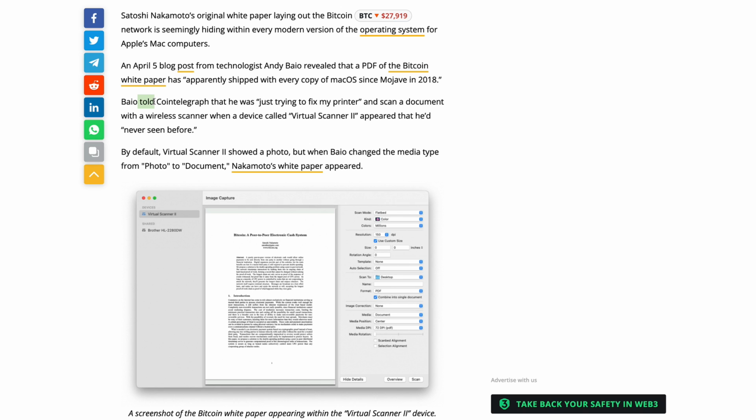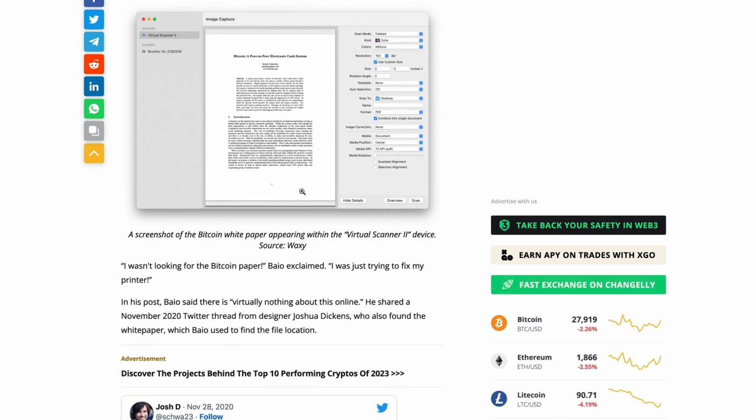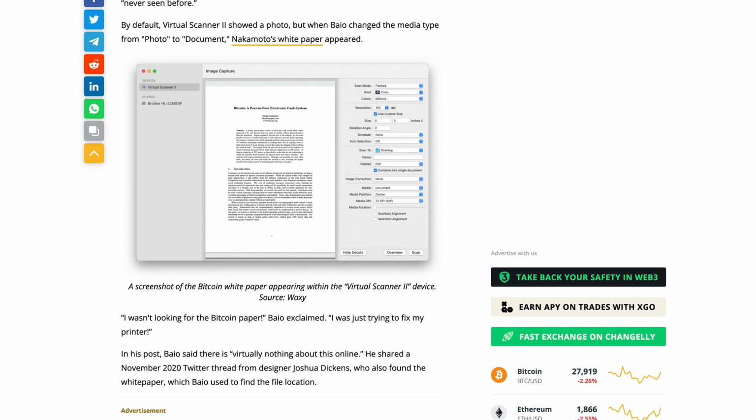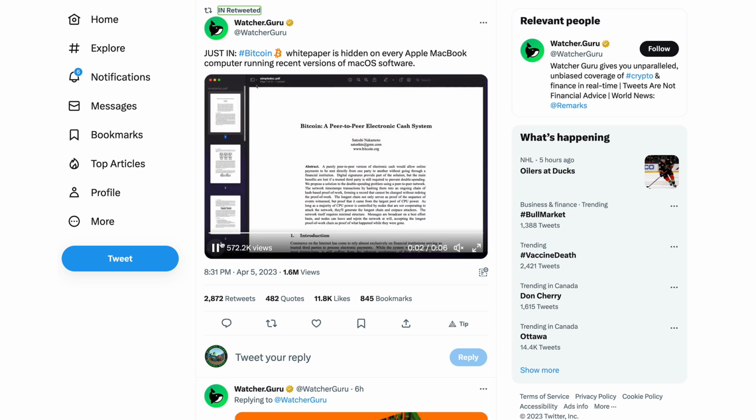Baio told Cointelegraph that he was just trying to fix his printer and scan a document with a wireless scanner when a device called Virtual Scanner 2 appeared that he'd never seen before. By default, Virtual Scanner 2 showed a photo, but when Baio changed the media type from photo to document, Satoshi Nakamoto's white paper did appear. So, a little Easter egg, perhaps? Are the people at Apple Bitcoin maximalists?